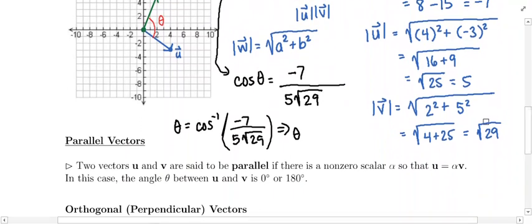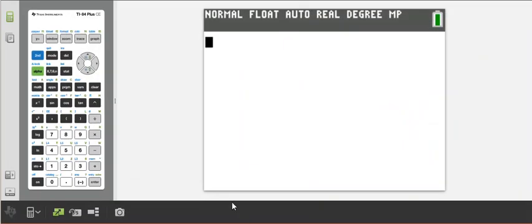If we go to our calculator, we're going to punch in the cosine inverse of that quantity. If you want your angle returned in degrees, make sure you're in degree mode. If you're in radian mode, you're not incorrect, you're just returning an angle that's in radians. So we're going to do -7 divided by, and make sure if you have an older calculator, the entire denominator is in parentheses. This is going to be 5 times the square root of 29.